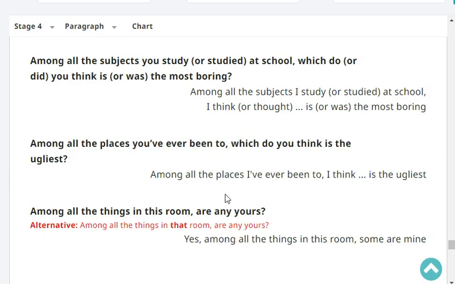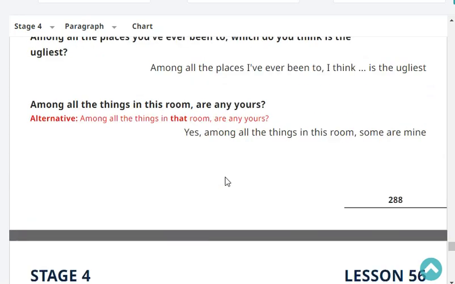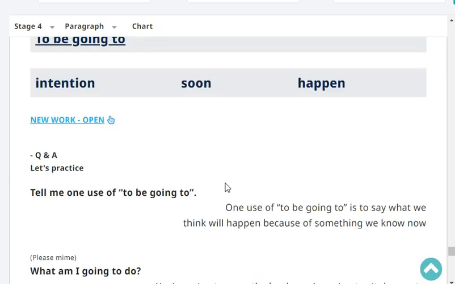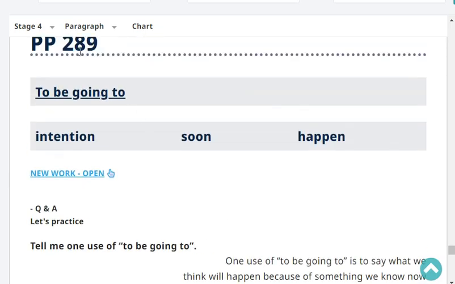Among all the things in that room, are any yours? Yes. Among all the things in this room, some are mine. Very good.